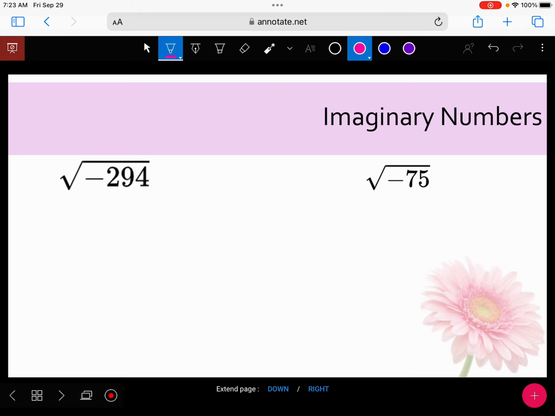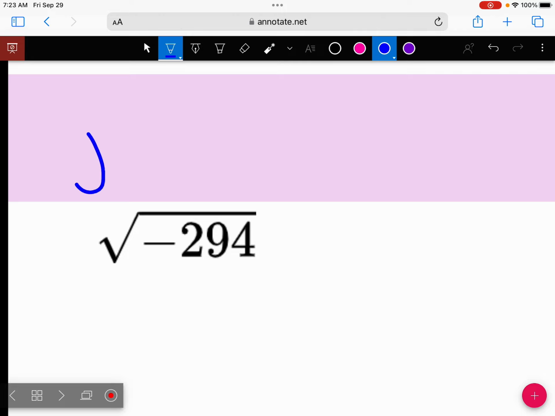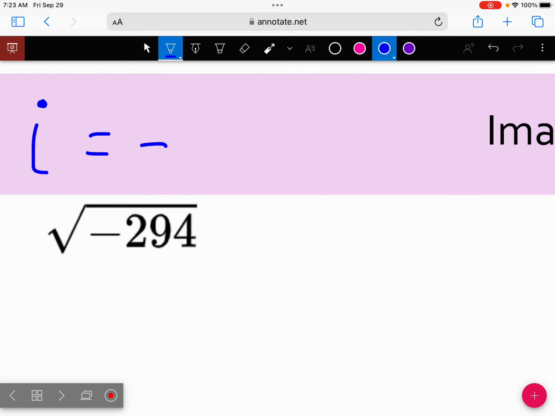Imaginary numbers use the term i. That's a j. I went the wrong direction. So I usually put a little hook on my i so it doesn't look like a 1. And what i is, is the square root of negative 1. Because when we are working with square roots and we are pulling things out, we can't do negative numbers. There's nothing that squared gives me a negative, except for i.